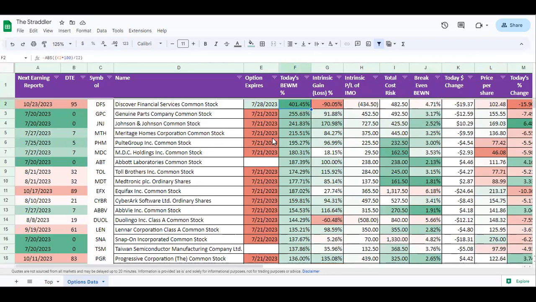What about Genuine Parts Company? Here's a company that clearly just reported earnings. They're a higher share price. Now let's see GPC. So they only have one that goes out to August 18th now.